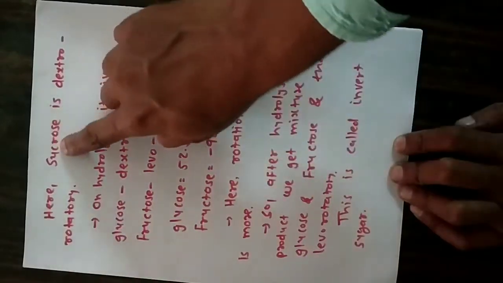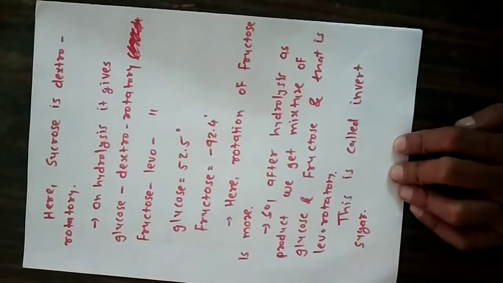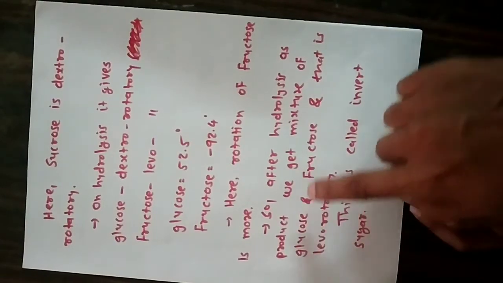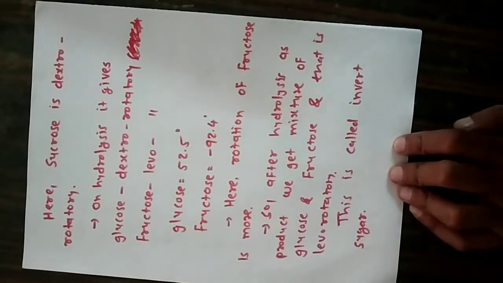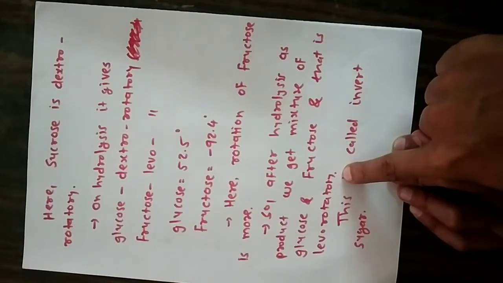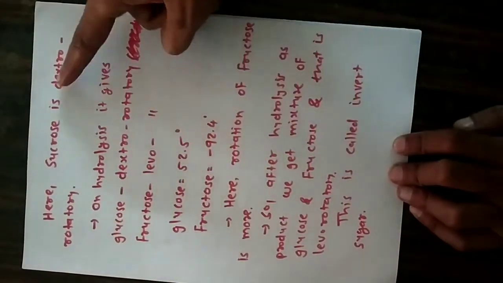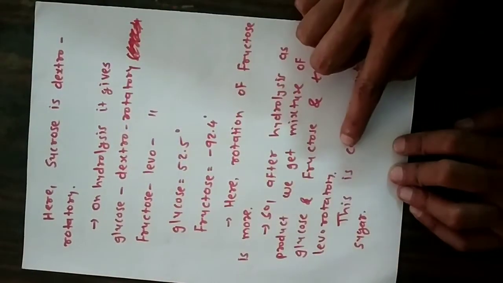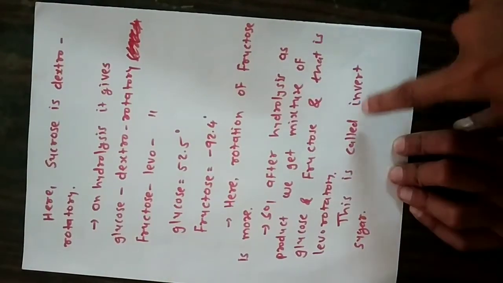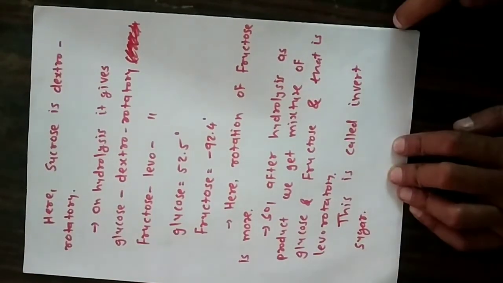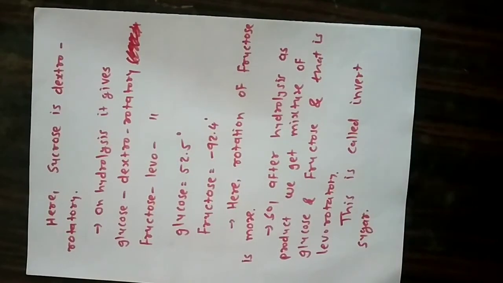You can see sucrose was dextrorotatory. After performing the hydrolysis reaction, we get a mixture of glucose and fructose, and that mixture is levorotatory. Now a change in rotation is there, so this change in rotation is called invert sugar.